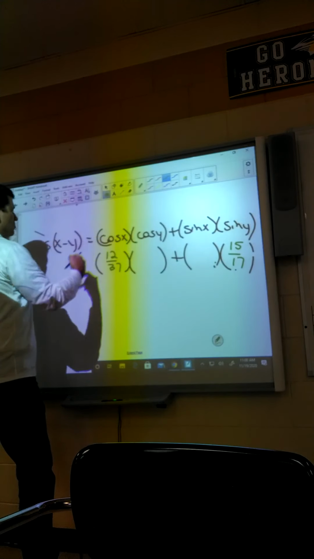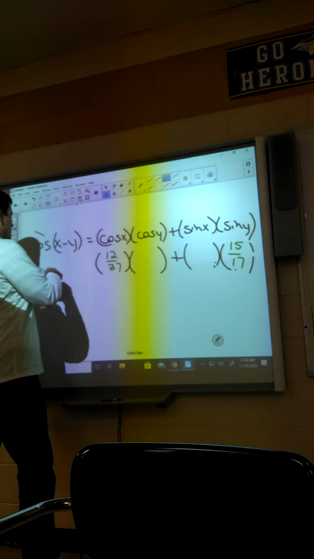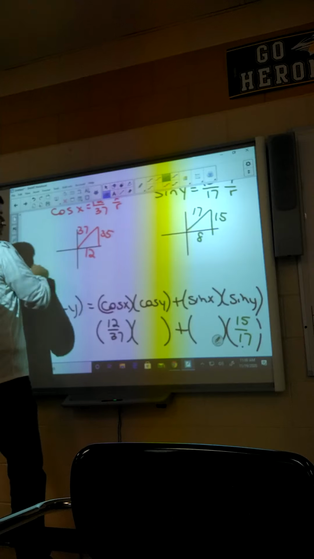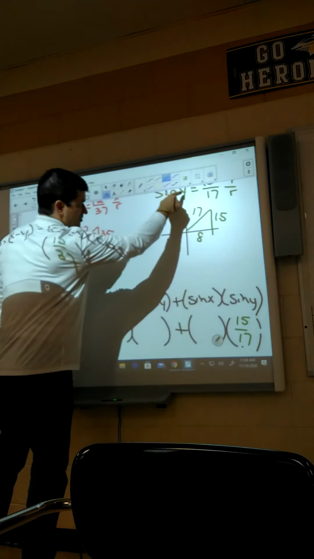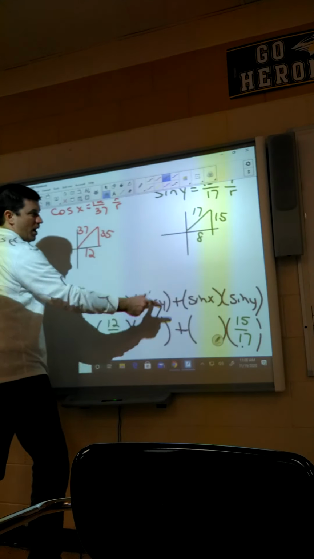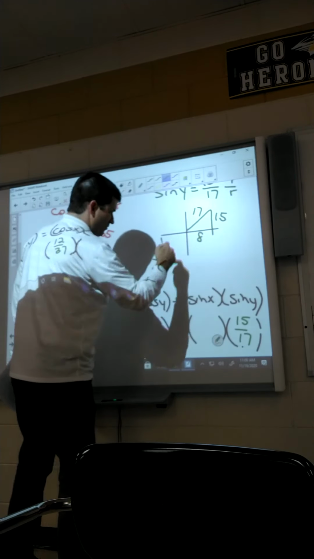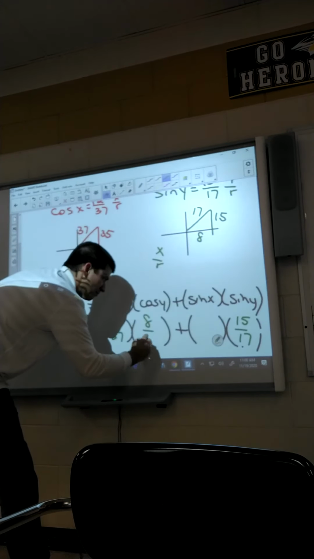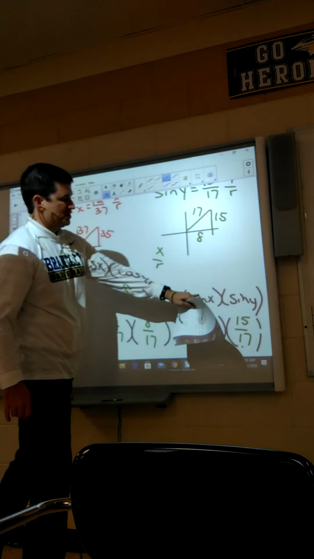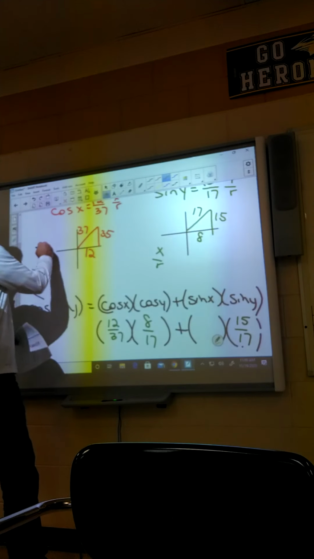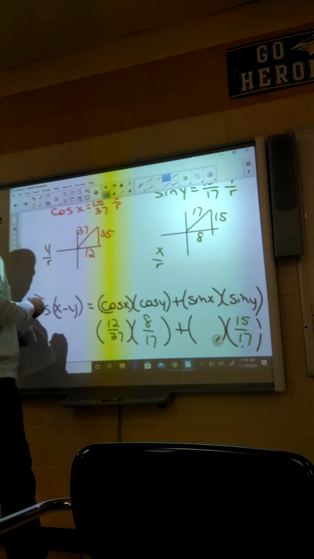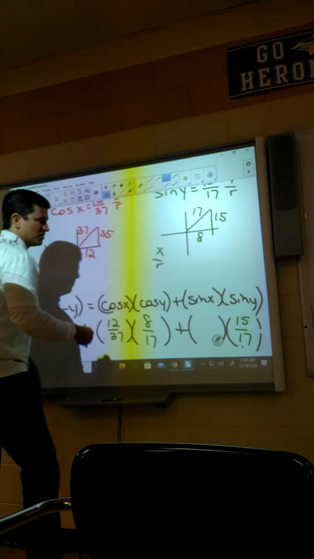So I got to find cosine of y. Remember, we always write our triangles where they're in order. The first one's the x, the second one's the y. So when it says cosine of y, come over here. Cosine is x over r, so that'll be 8 over 17. All right, sine of x is over here. Now sine is y over r, so that's going to be 35 over 37.